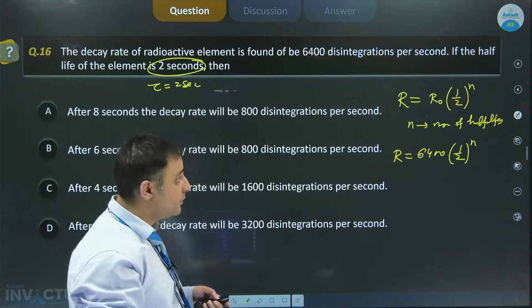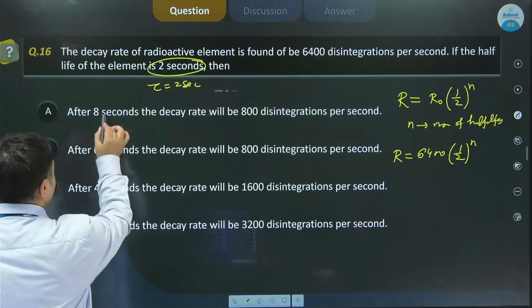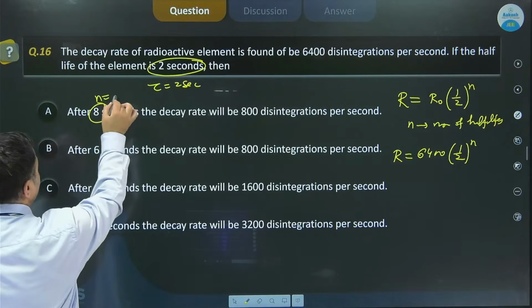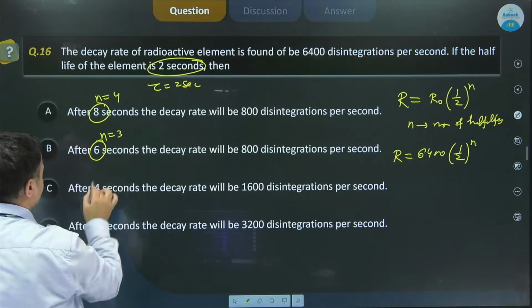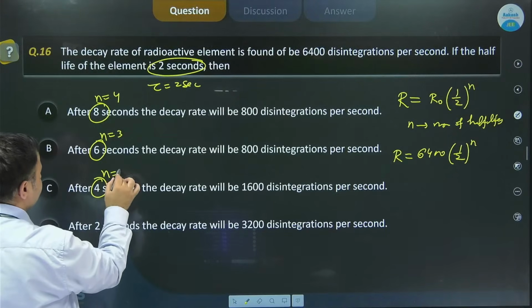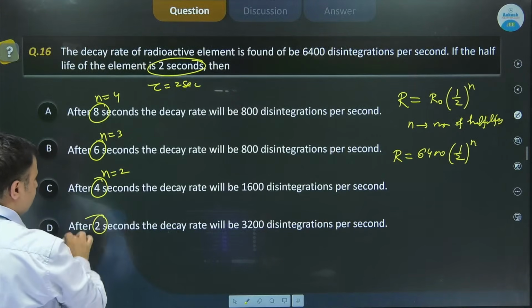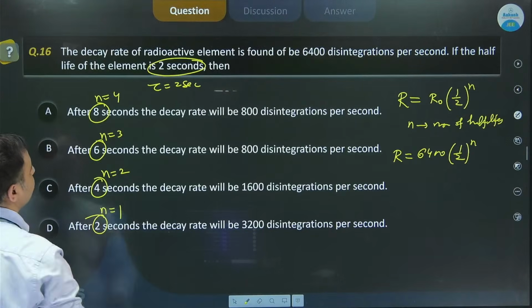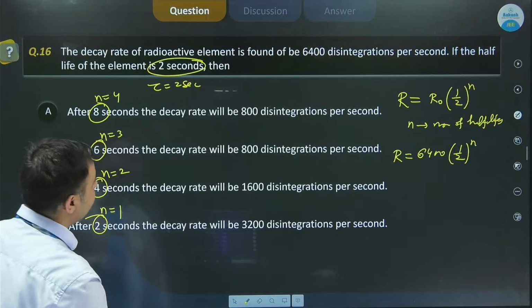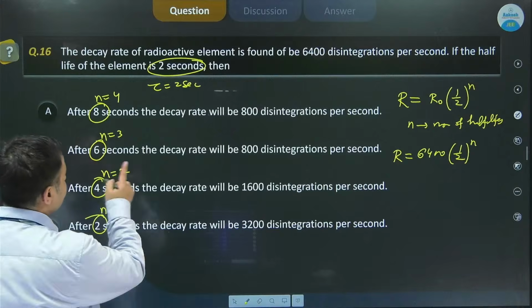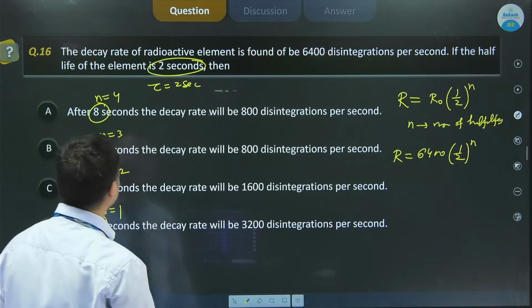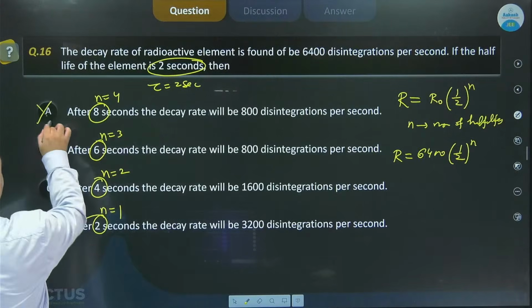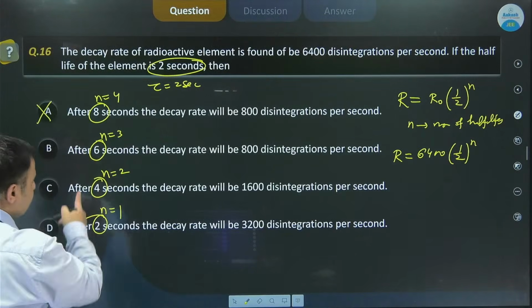Now we can see the number of half-lives in each case. For 8 seconds, number of half-lives is 4. For 6 seconds, number of half-lives is 3. For 4 seconds, it is 2. For 2 seconds, it is 1. So on putting the value of n here, we can see after 8 seconds, the decay rate should have been 400. So this is the incorrect option. And we can similarly check for other values too.